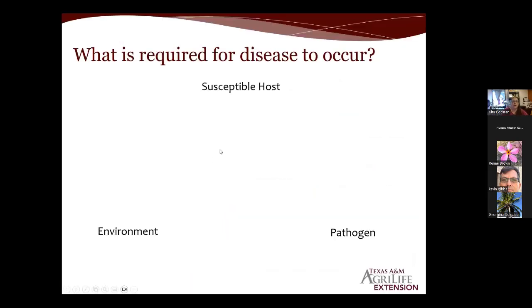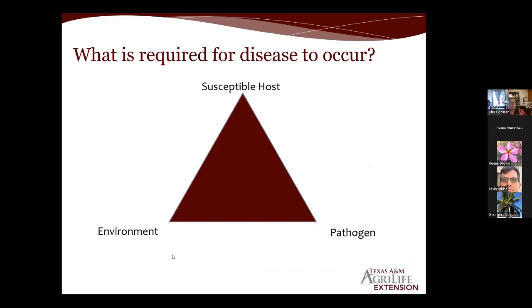All right, so now that we've covered some of the basics, what are the main components required for a disease to occur? Because we have pathogens, right? We have plants everywhere, but we don't have disease every second of every day. So a good way to visualize this is the disease triangle, and we have to fulfill all 3 points to have a disease event occur.